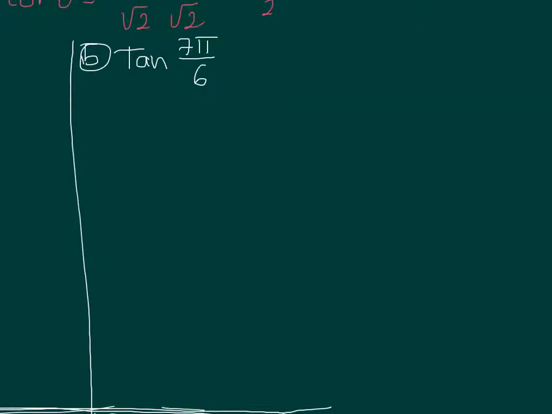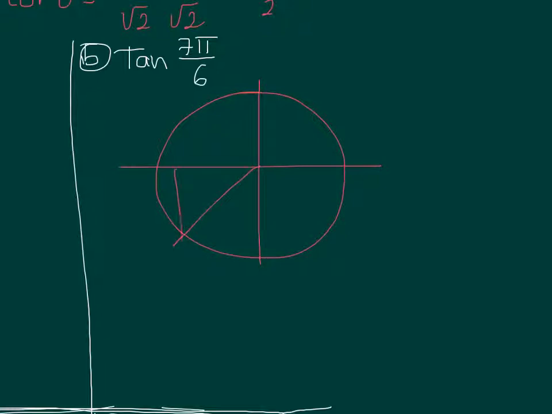Part B. Tangent 7 pi over 6. Pi over 6 is 30. You need 7 of those 30. So you're going to end up again in quadrant 3. The reference angle is 30 degrees. Label the sides, negative 1, negative rad 3, and 2. Answer the question. The tangent is opposite over adjacent, TOA. And now you have to rationalize it, and your answer should be rad 3 over 3.